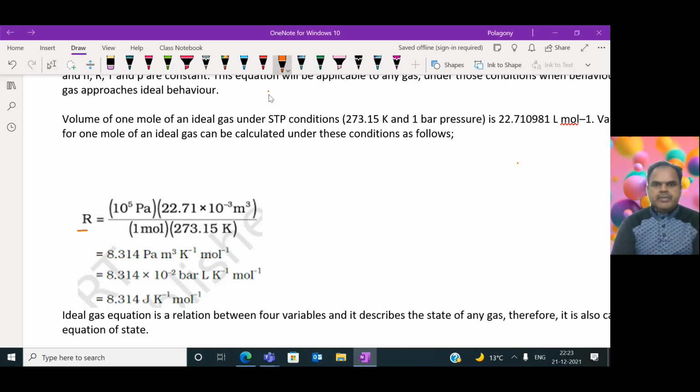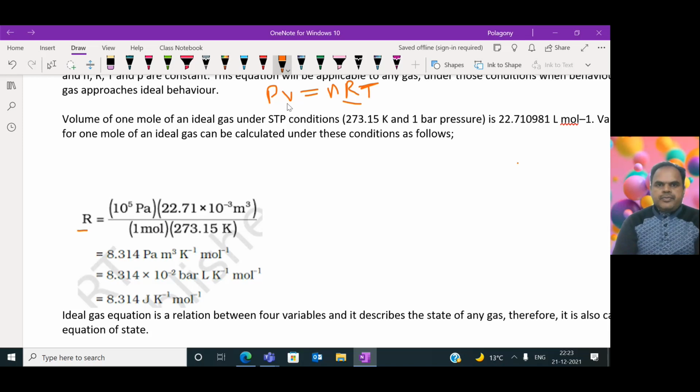So from the ideal gas equation, PV = nRT. From this ideal gas equation, PV is equal to nRT. From this, the R value also can be calculated for any given gas.